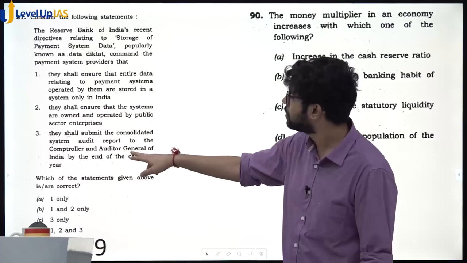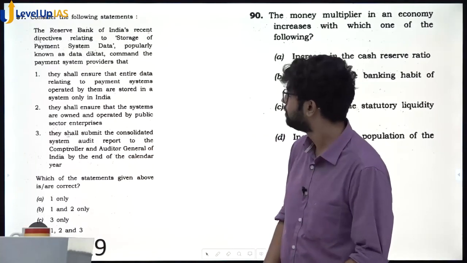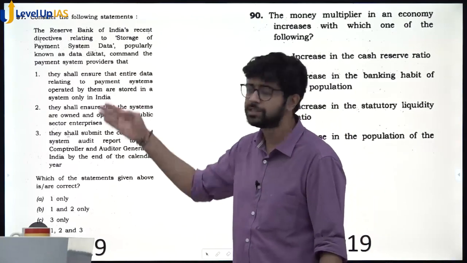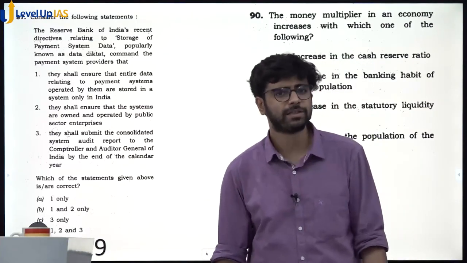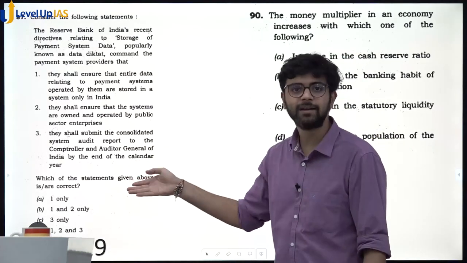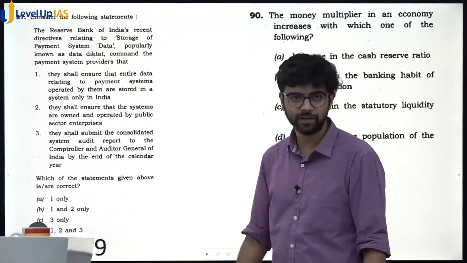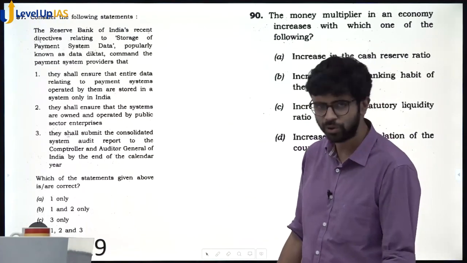They shall submit the consolidated system report to the CAG at the end of calendar year. Now imagine, payment system providers are so many. Anyone, Paytm and all, these are all payment system providers, yes or no? If everyone tries to report to CAG, then CAG will have so many reports with it. So the answer is A1 only. But okay, now it will not make sense to discuss this question because you don't know this.